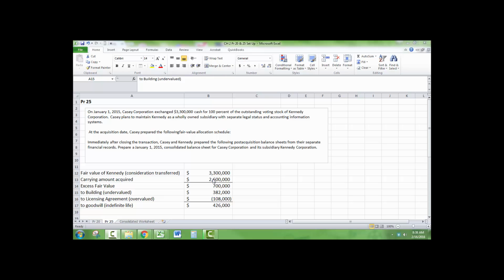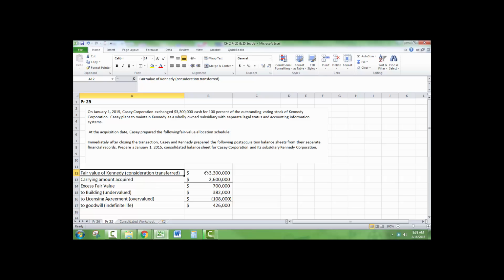At acquisition date, Casey prepared the following fair value allocation schedule. Immediately after closing the transaction, Casey and Kennedy prepared the following post-acquisition balance sheets from their separate financial records. Prepare a January 1st, 2015 consolidated balance sheet for Casey Corporation and its subsidiary, Kennedy. So, information given from the book.